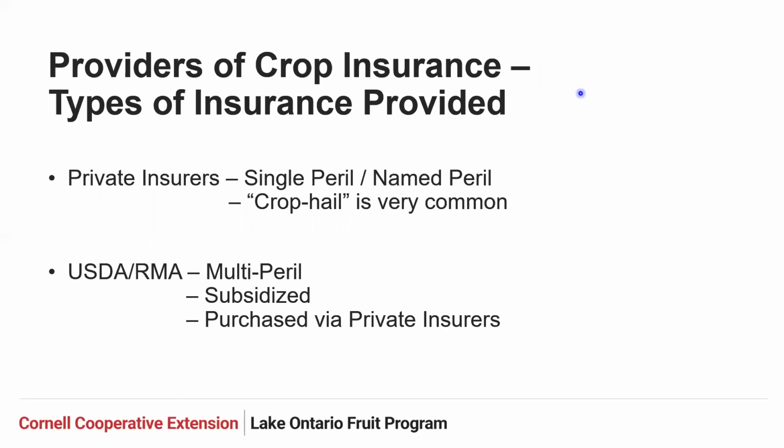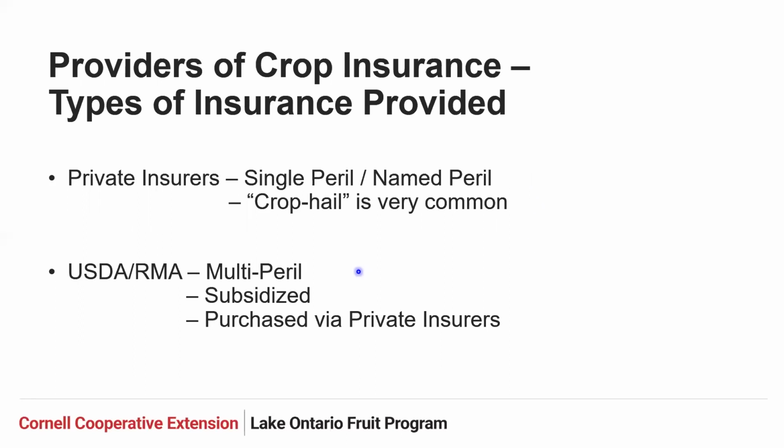Types of insurance provided. What types of insurance are provided by these two different sources? Private insurers commonly provide what's known as single peril insurance, also called named peril. Instead of insuring against any type of peril that could impact a farmer's production, it provides insurance against specific types of peril only. Crop hail is a very common type of insurance from private insurers.